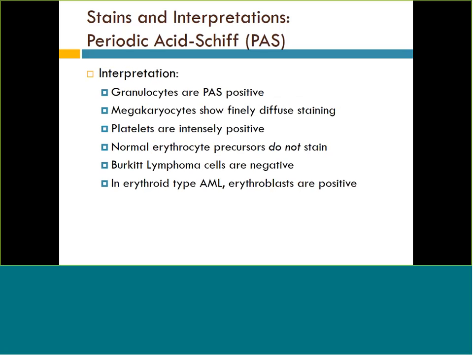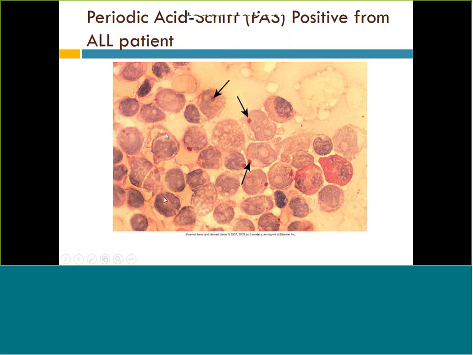All right, so here's your interpretation. This gets confusing, but what I really want you to remember is the bottom one. Again, in that erythroleukemia, erythroblasts are positive for PAS. And the other thing that's positive, it doesn't even say it on here actually, is ALL. It says it in the heading up here at the top, ALL. So ALL is positive and the erythroleukemia is positive.